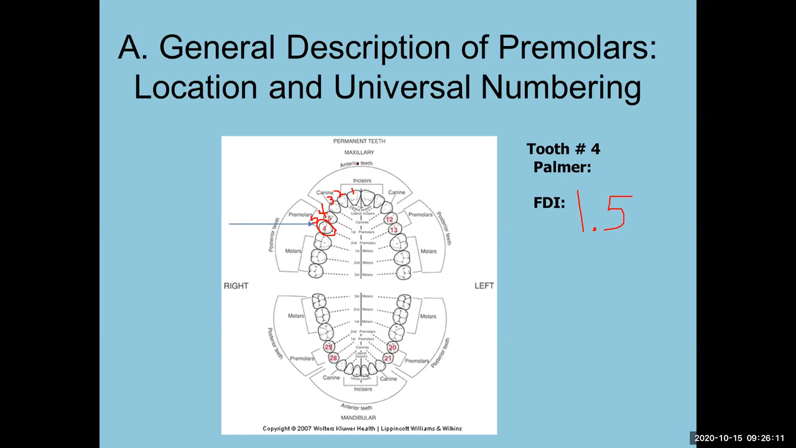We're talking about tooth number four. Then for the Palmer, it's going to be the 1, 2, 3, 4, 5, fifth tooth. Does this make sense to you? Because for the universal, we start counting here. This is 1, 2, 3. That's how we start counting, versus the other ones, where we start counting at the midline. Are we good? Yes. Okay, thank you.